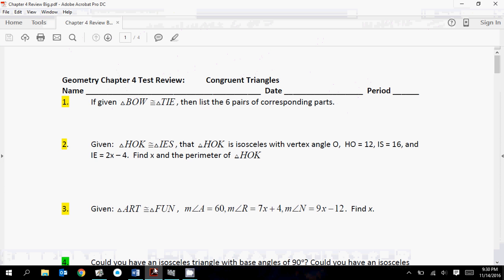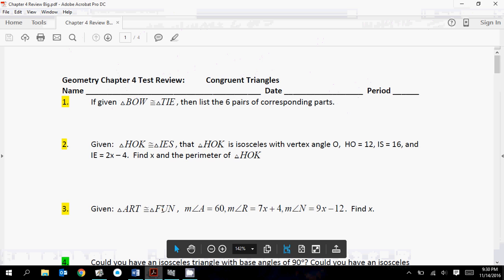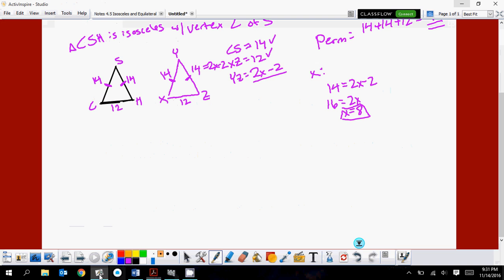All right. Now for number 3 here. It says given ART is congruent to FUN, talking about triangles here. So we've got 3 angles and we've got to find the x value. So when you're looking at these, let me get back to my slide here. So now let's say I'm dealing with angles. Remember, the 3 interior angles of a triangle add up or sum to equal 180 degrees.